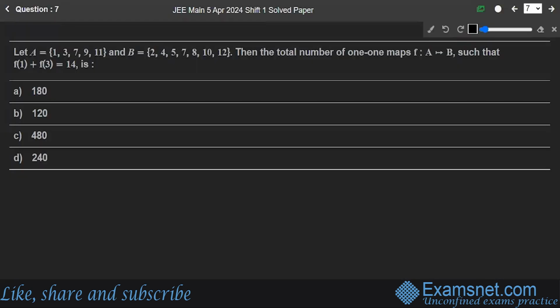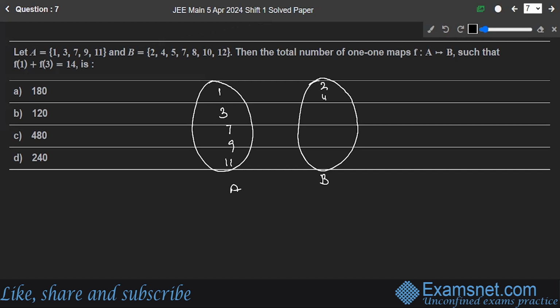Question number 7. Let A be given by this set and B is this set. The total number of one-to-one maps for the function f such that f of 1 plus f of 3 is equal to 14 is. Here you are having two sets, A and B. A has 1, 3, 7, 9, 11, and B has 2, 4, 5, 7, 8, 10 and 12. Here you have 5 elements in A and 7 elements in B. So this is your A and B. Next, what you have is f of 1 plus f of 3 is equal to 14.